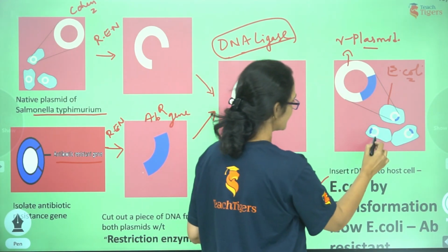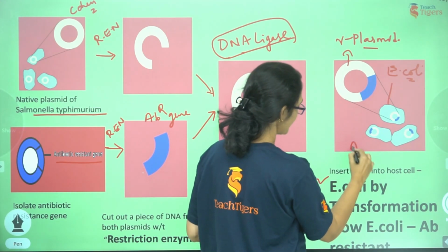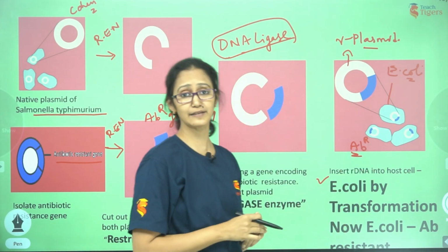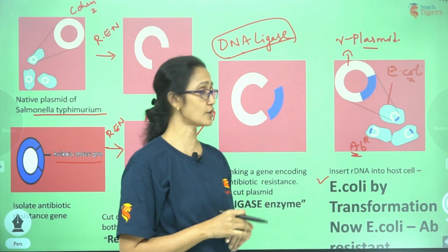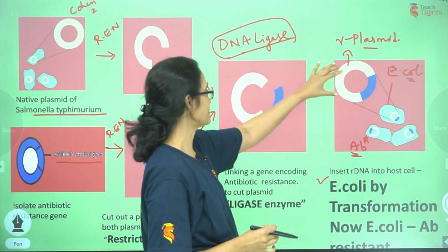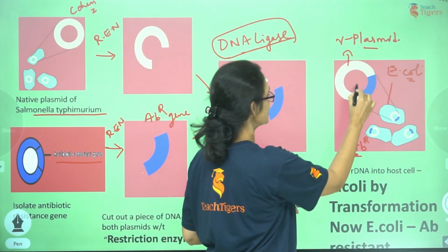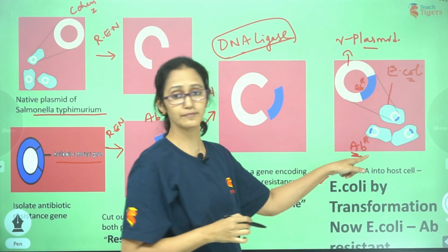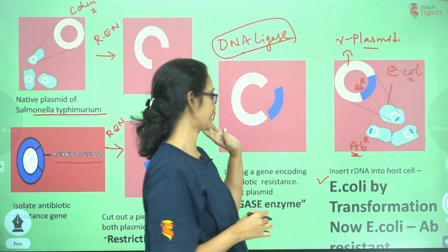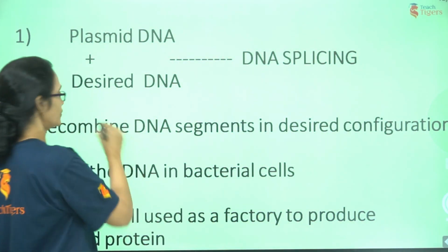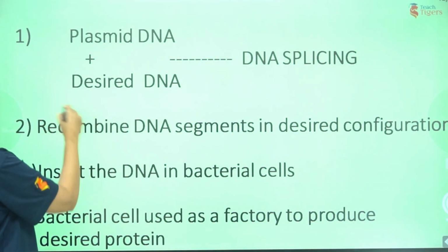And as a result, the E. coli became antibiotic resistant. E. coli naturally does not contain any plasmid and it is not having any resistance to antibiotics. But after the plasmid containing the antibiotic resistant gene is transferred into E. coli, it has become resistant to the antibiotic, right? So, this is the brief work that they have done.